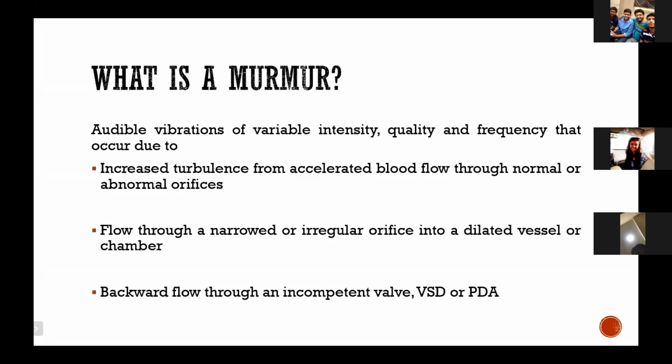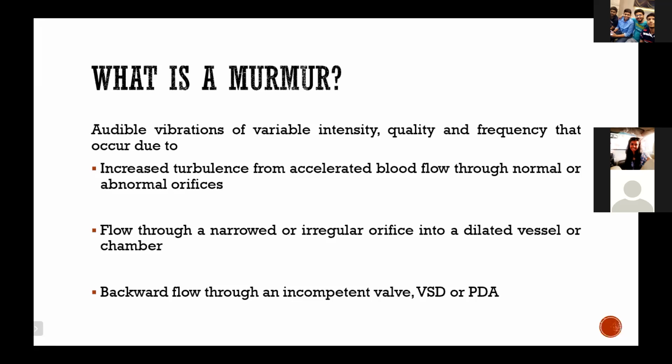So basically, what is a murmur? For any sound to be produced, you require vibrations. Therefore, a murmur is nothing but audible vibrations that vary in intensity, quality, and frequency. This murmur is produced because there's a problem in any of three things: the blood flow, or a difference in the orifice through which it's passing, or a problem in the vessel or the chamber into which it's entering.